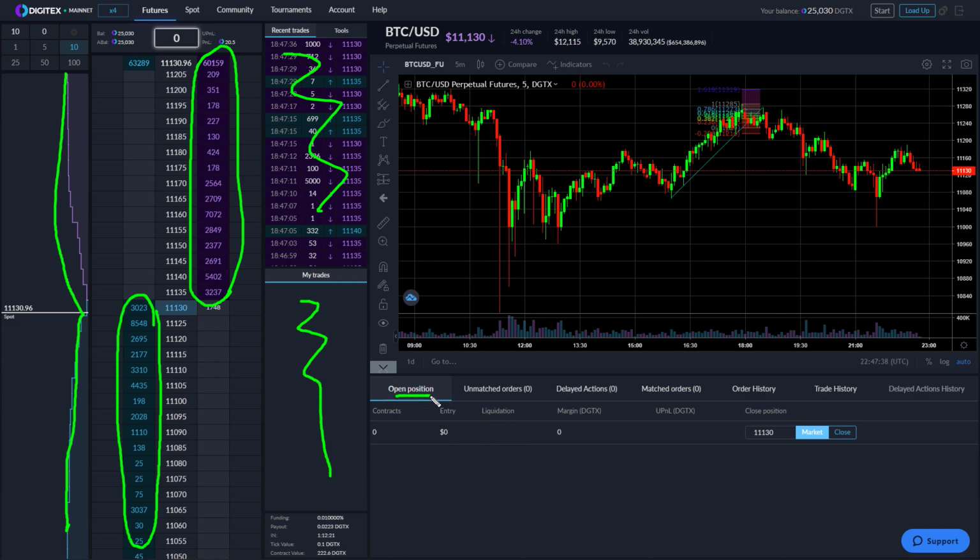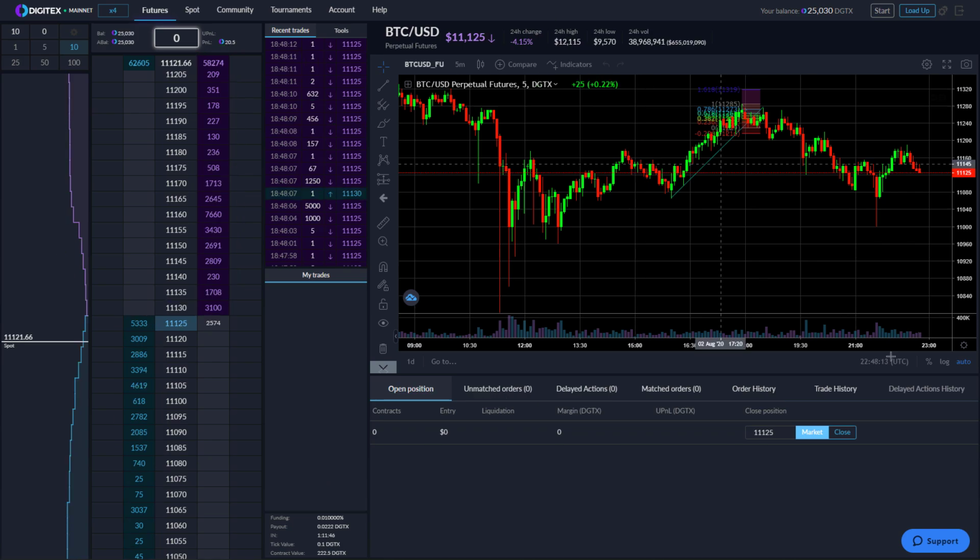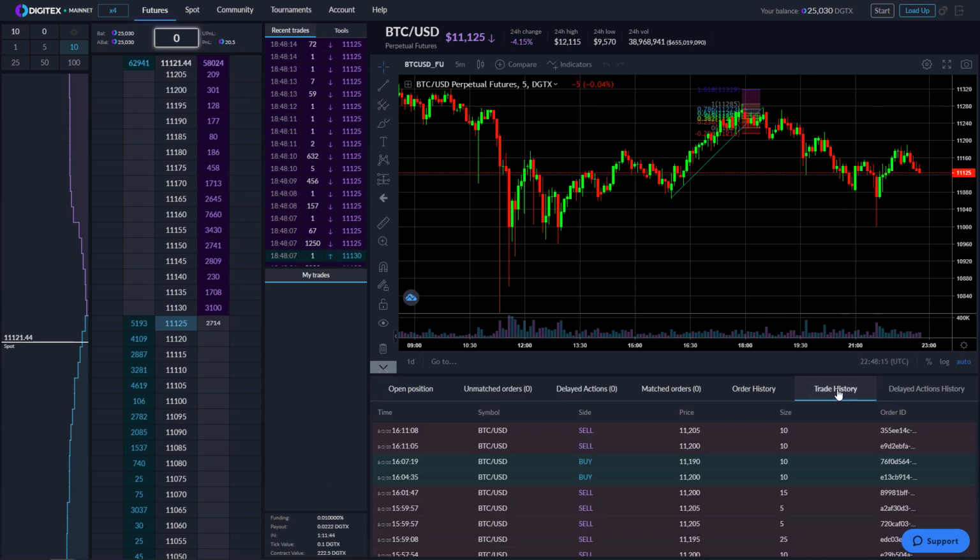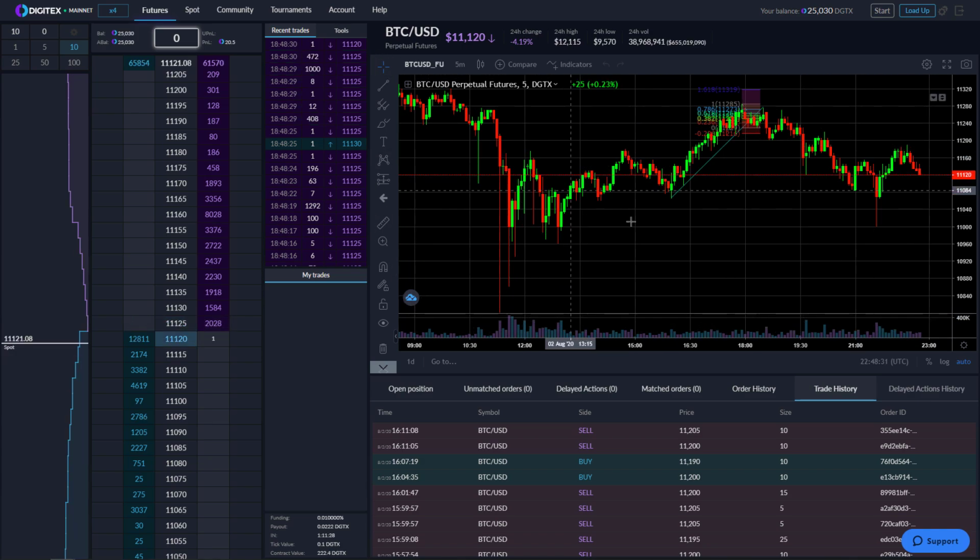As well too. Same thing here, open positions, unmatched orders. We'll get into all of these later. Order history, things like trade history. You can see trades that we've taken, delayed actions history. This is if we have stops in place. And then of course we have our nice TradingView plugin chart here as well too.